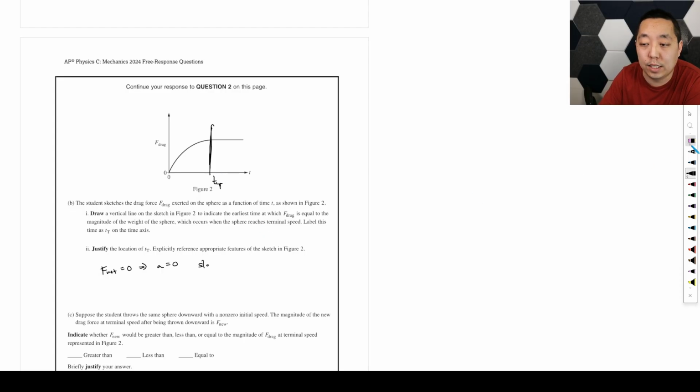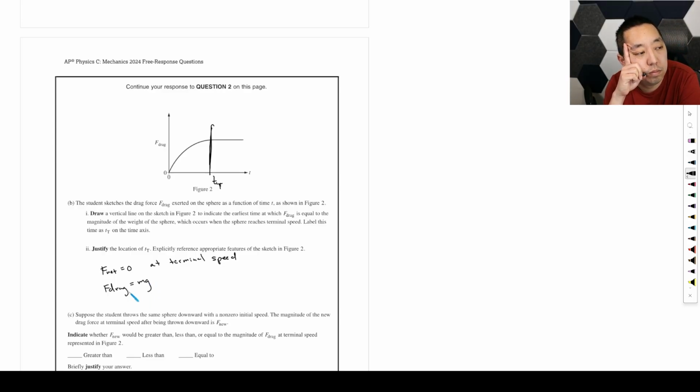Okay, so I would normally say it's the slope, but it's not exactly the slope. We want the net force to equal 0 at the terminal speed. Okay, so at terminal speed, what that means is the drag force, right? That's when it equals mg. And trying to think of what feature of the graph that it cares about. Do I care about the slope? The derivative of that is not really.